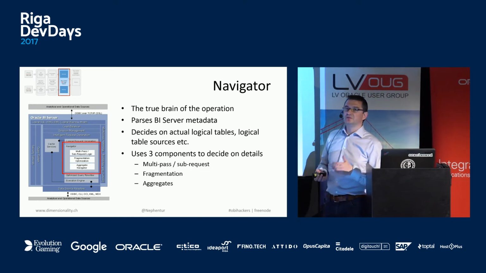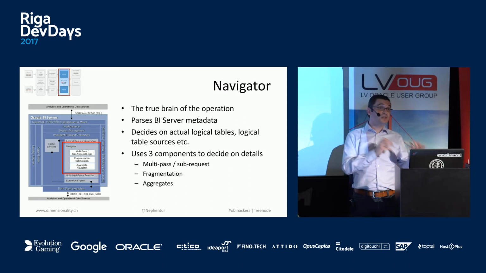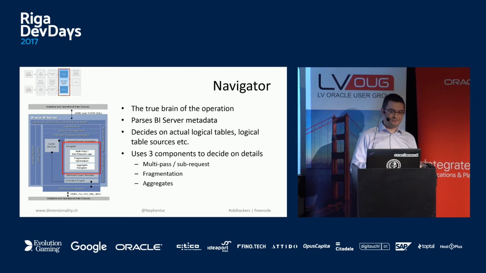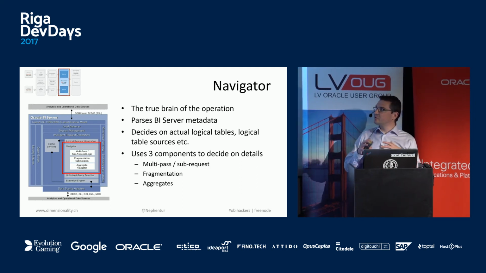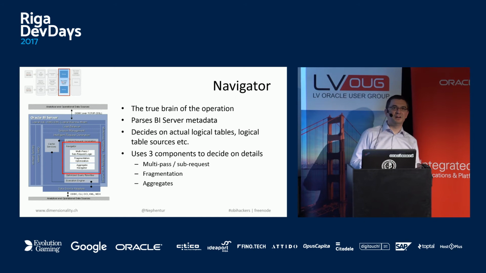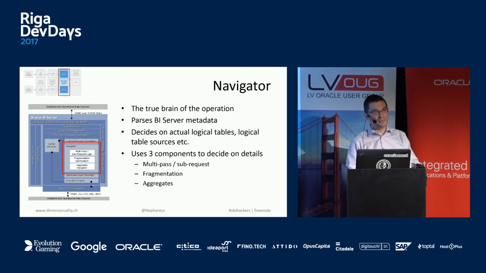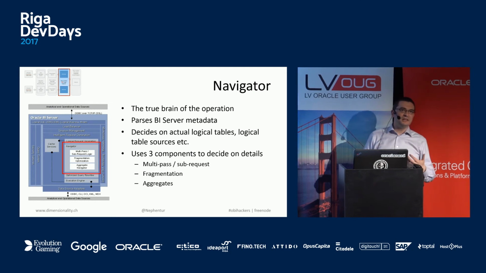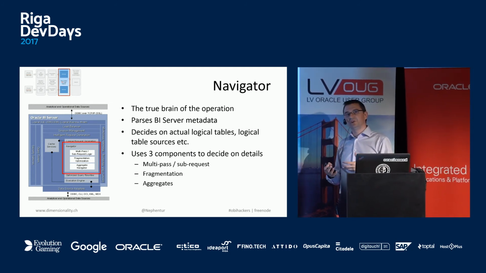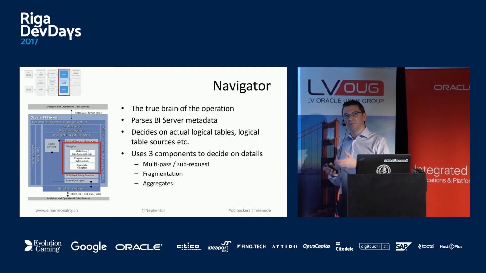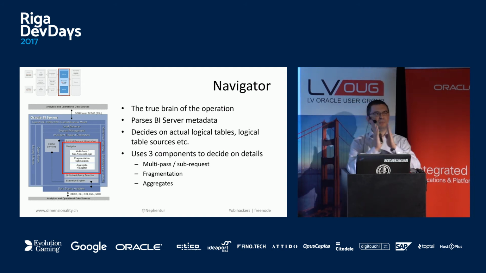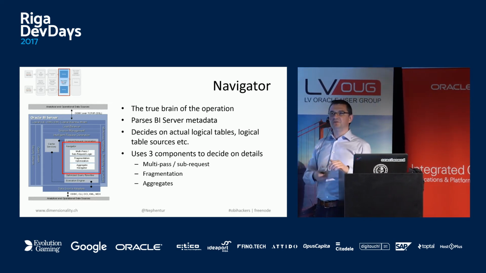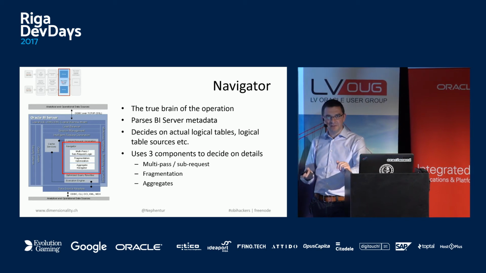Are we doing aggregation? Are we doing post-calculation? Are we doing pre-aggregate calculation? Do we use dimensional hierarchies? If yes, on which level? For this, it has 3 subcomponents: first of all, the multipass, sub-request one, fragmentation one, and the aggregates. These literally represent all the configuration options that you do in the repository in the business model and mapping layer. So this is why it's very, very important to build correct RPDs.